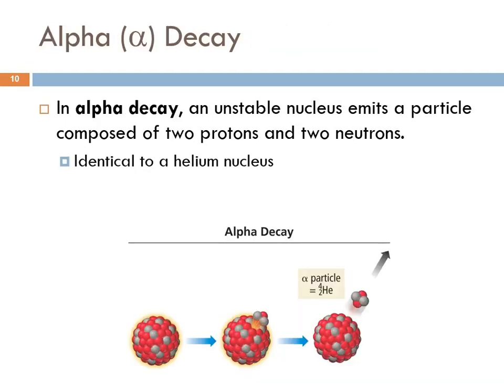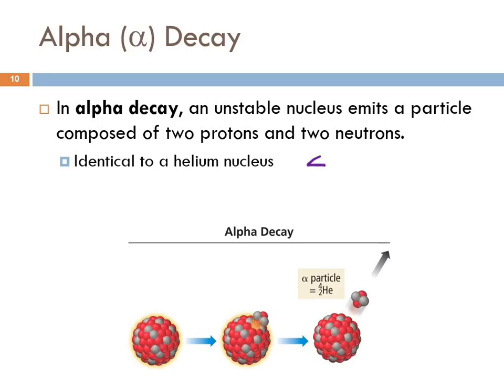Okay, alpha decay. Sometimes symbolized with the Greek letter alpha. In alpha decay, we have an unstable nucleus that's emitting a particle composed of 2 protons and 2 neutrons. That is identical to a helium nucleus. And so here's the symbol. It's kind of small, so I'll write it a little larger.